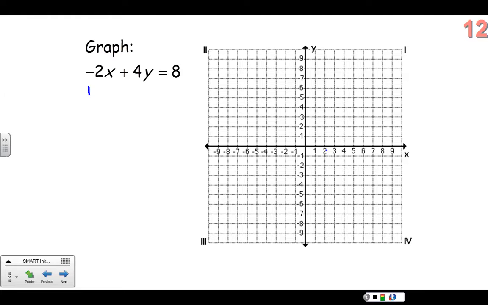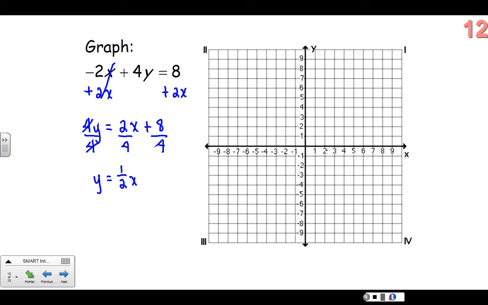I'm going to add 2x to both sides. So then I have 4y equal to 2x plus 8, because you can't combine those on that side. They're not like terms. You can't combine them. So now to get the y alone, I'm going to divide by 4. So what I need to do is divide everything by a 4. So we get y equal to 2/4, which we will reduce to 1/2 x, plus 8/4 is 2. So we could just divide that and get 2.